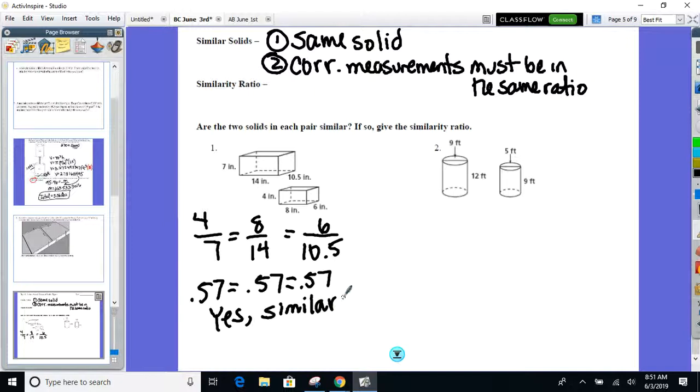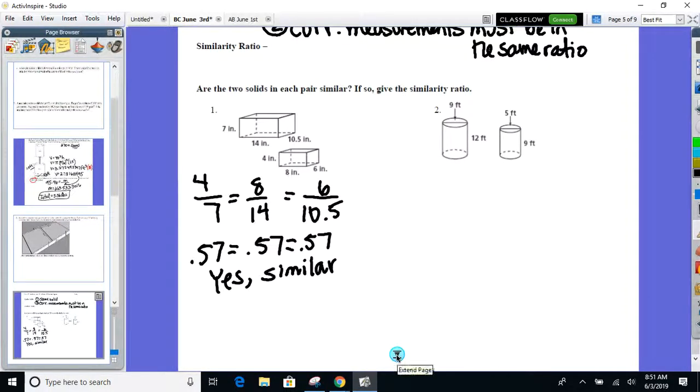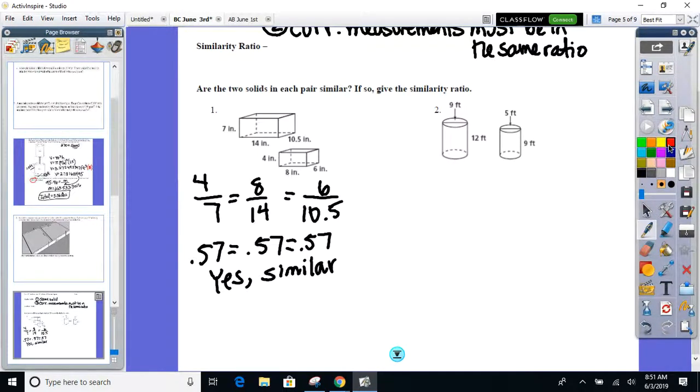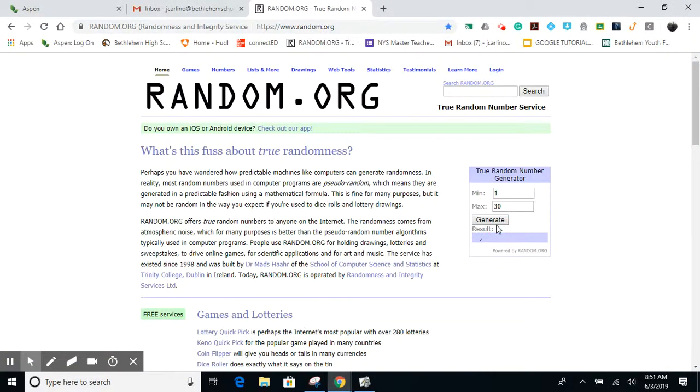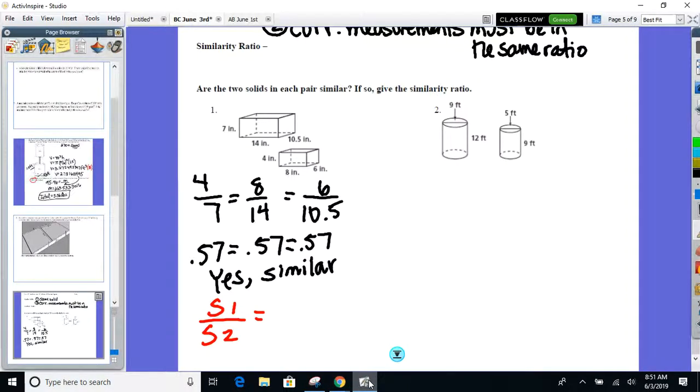Not done with the problem, though. What do I need to do if they are similar? Give me the similarity ratio. There's a lot of ratios you could give me here. I just want one of them. If they are similar, what's the similarity ratio? You could say 4 to 7. You could say 8 to 14, 6 to 10 and a half, 0.57 to 1. It's up to you.